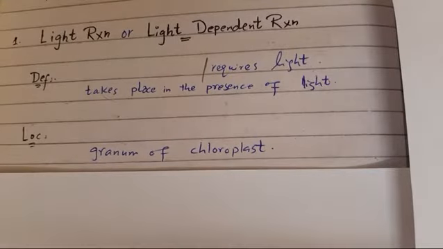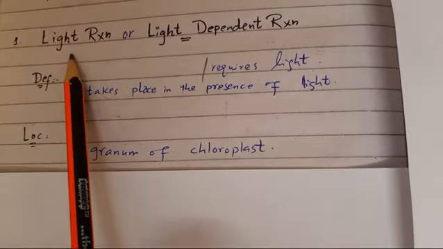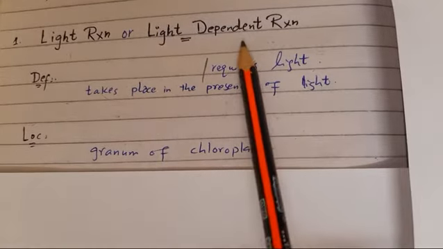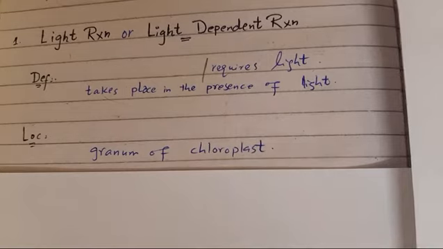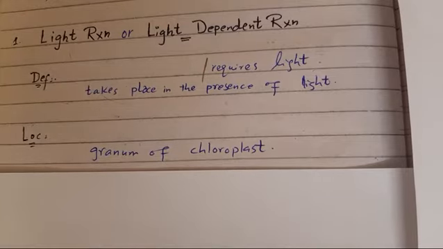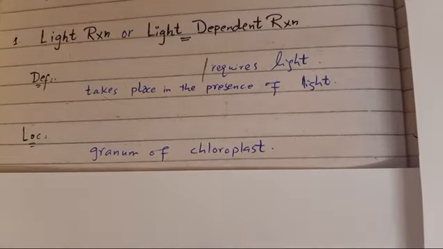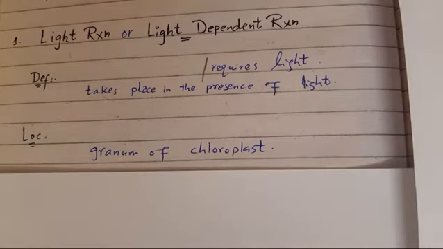So here in this video we will study a very important topic of chapter 4, that is light reaction or light dependent reaction, which is the first step of photosynthesis. In the previous lecture we studied that the process of photosynthesis completes in two steps. One that requires light is called light reaction or light dependent reaction, and the other that does not require light is known as dark reaction or light independent reaction, or also known as Calvin cycle.